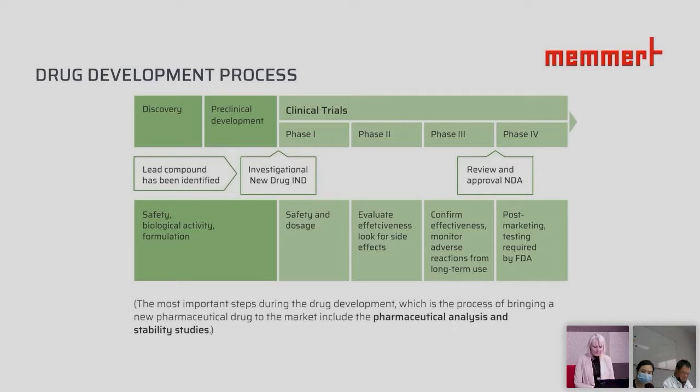And the most important step during this drug development process is the pharmaceutical analysis and stability studies. So that means stability studies are already done at a very early stage and are a very important matter when a new drug and a new product is manufactured. Of course, when we talk about stability testing, we have to consider this always refers to documentation. So documentation is a very, very important matter also when we talk about stability testing.